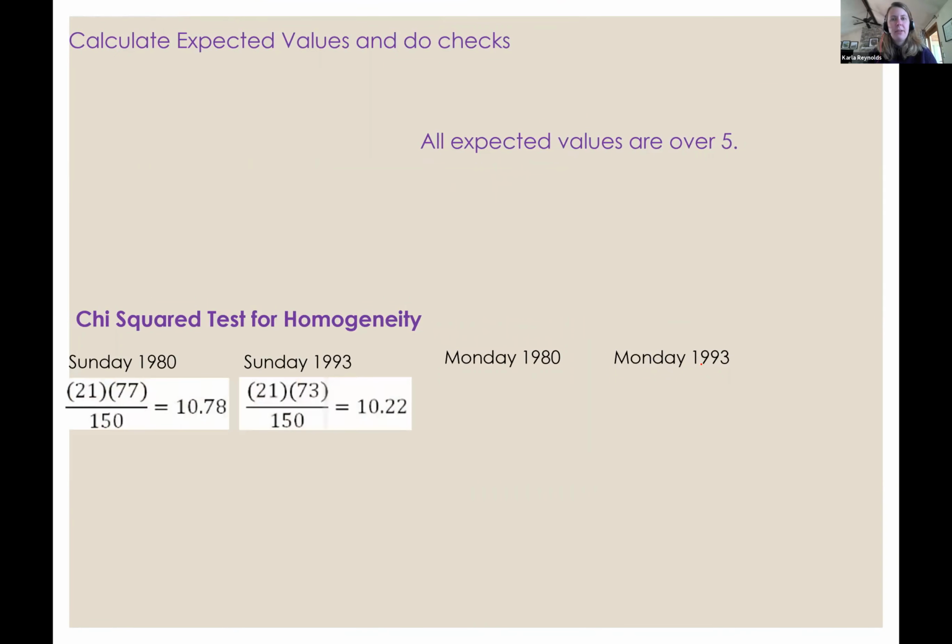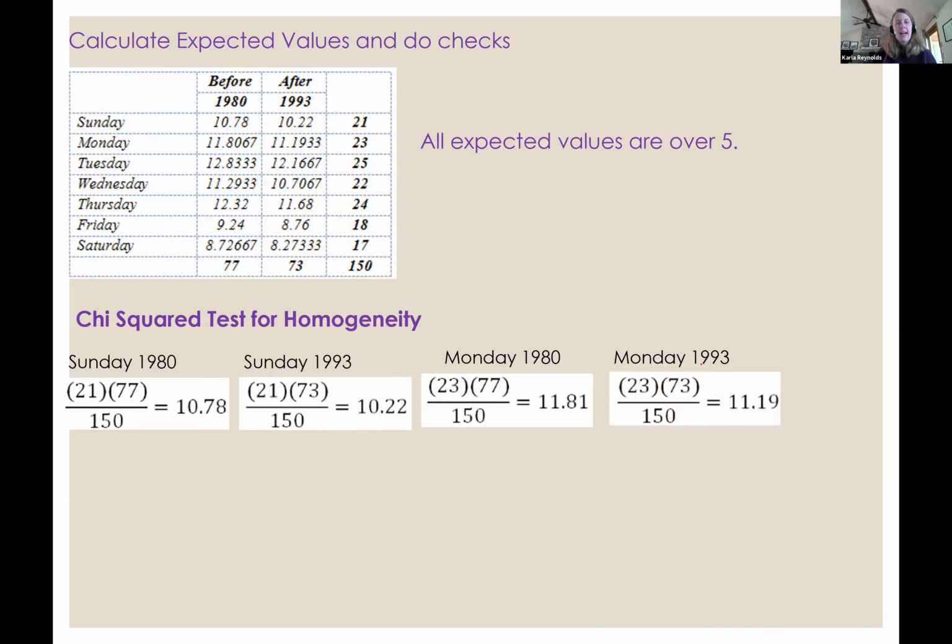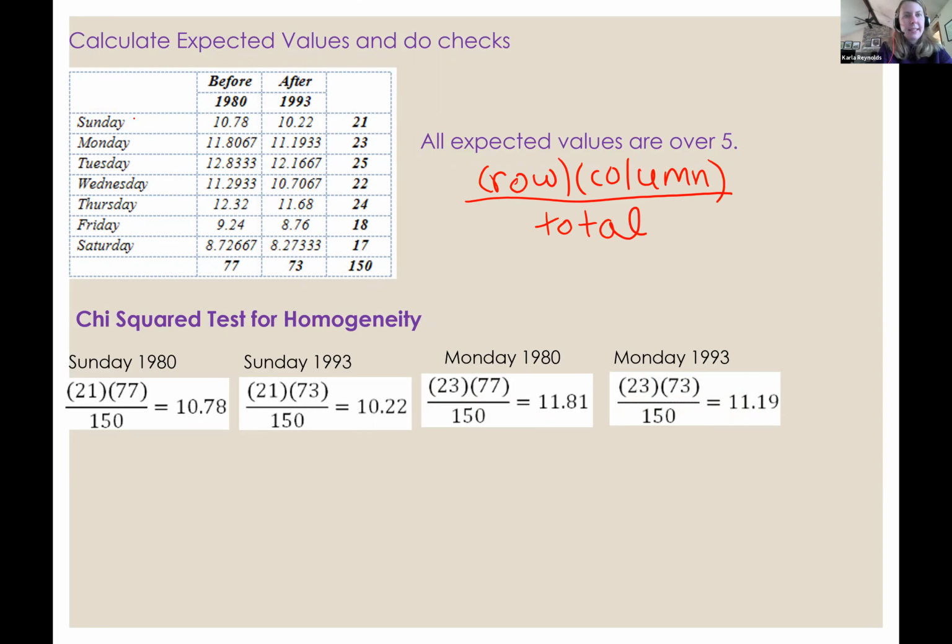All right. So how do you calculate expected values? The formula is row times column, all over total. So for example, to get the expected value for the Sunday here, let's go with this one. You take the row total, which is 21, and times it by the column that point is in, which is 77, and then divide by the total, and that gives you the 10.78. Then if I wanted to do the after 1993, I would take the same row, multiply by the column, and then divide by the total.